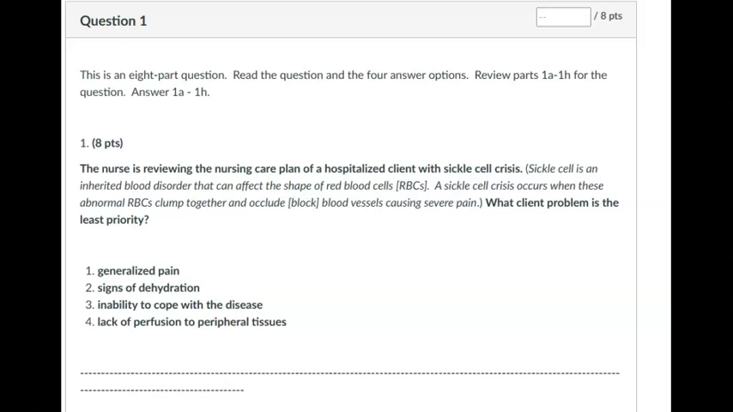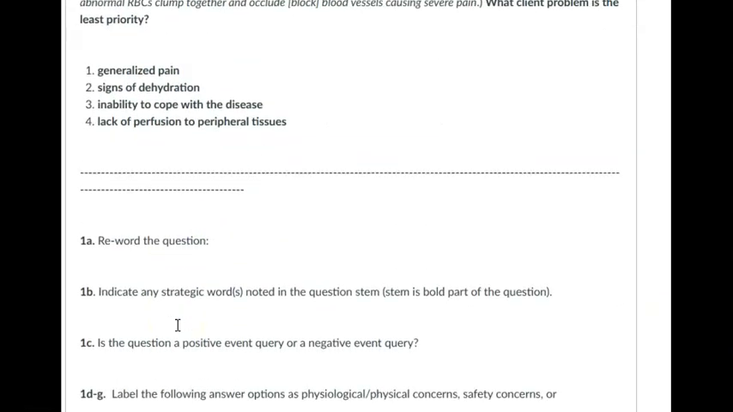Okay, for quiz number 2, I'm going to work on getting these graded this week, so bear with me as I get around to them, but we'll go over them. You had a question about a patient hospitalized with sickle cell. What client problem is the least priority? And then it gives you some answer options: pain, dehydration, inability to cope with the disease, lack of perfusion.